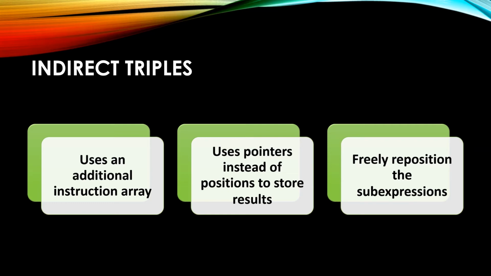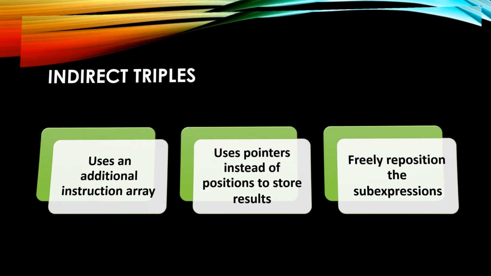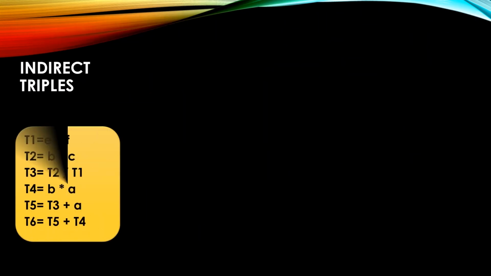Okay. So, in triples we have seen a drawback that it is not suited for optimizing compilers since it uses the location value itself. So, that drawback is avoided in indirect triples. Instead of using the location itself, it will use the pointer of that location instead. Okay. Let us see an example, then you can understand it better.